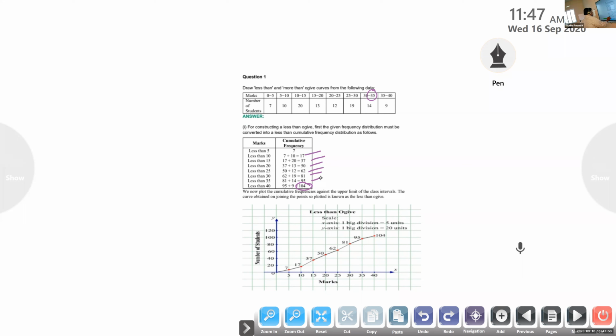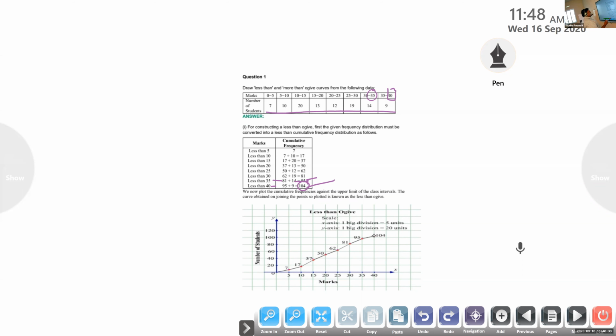So we know that less than 5, it is 7, we marked here. Less than 10, 17, marked here. Less than 15, that is 37. Less than 20, it is 50. Less than 25, it is 62. Less than 30, it is 81. Less than 35, it is 95, we marked here. And less than 40, the last upper limit of the class interval, all these frequencies together make 104. So we marked that 104 here.